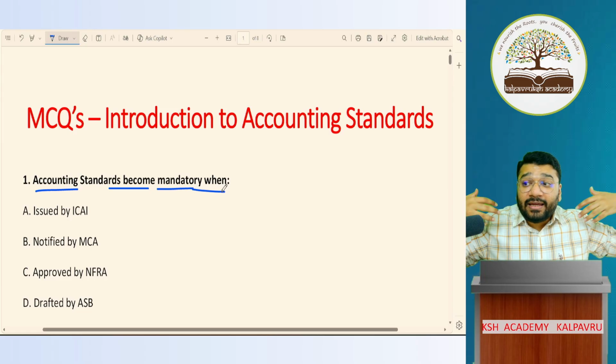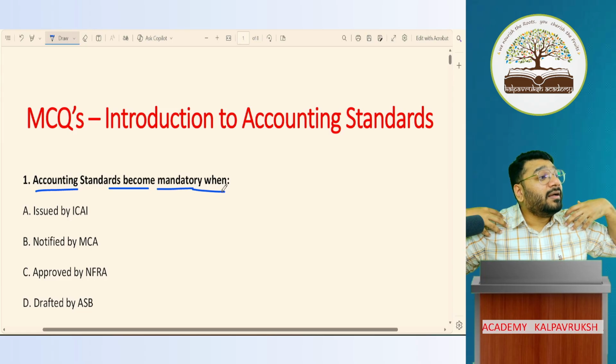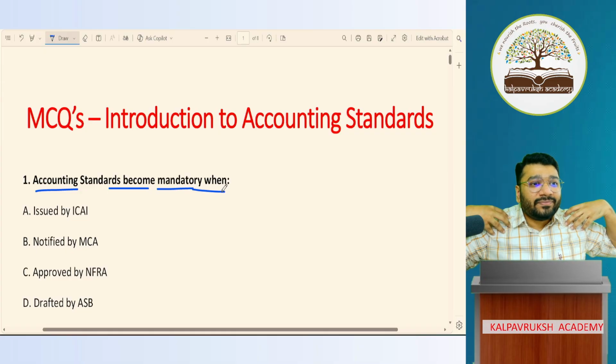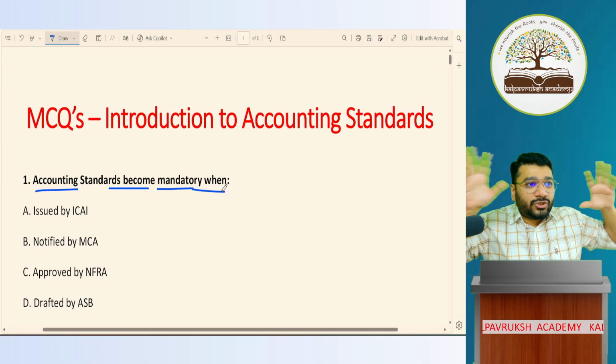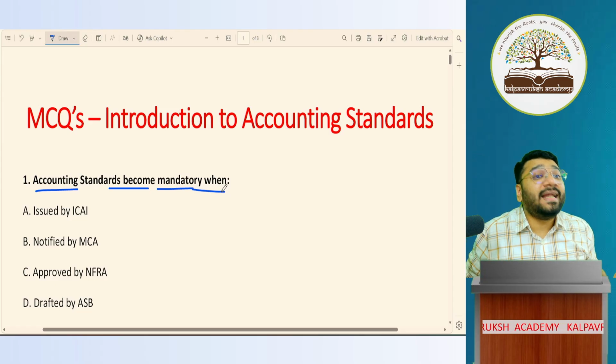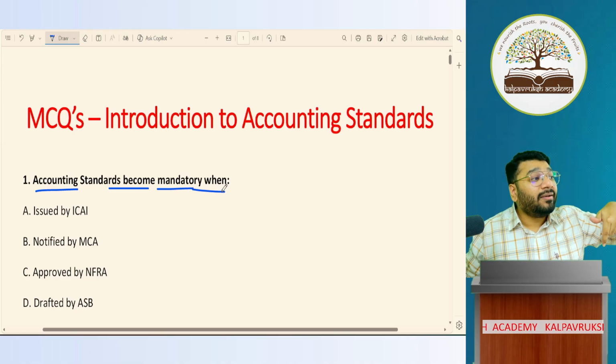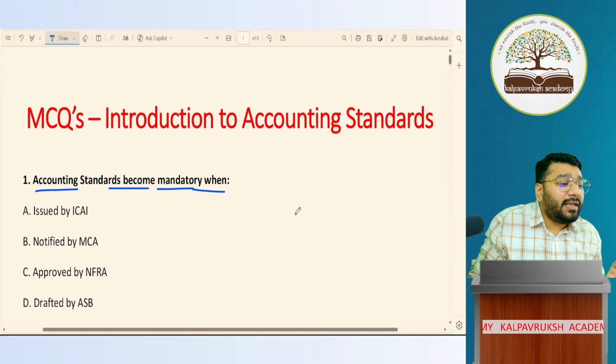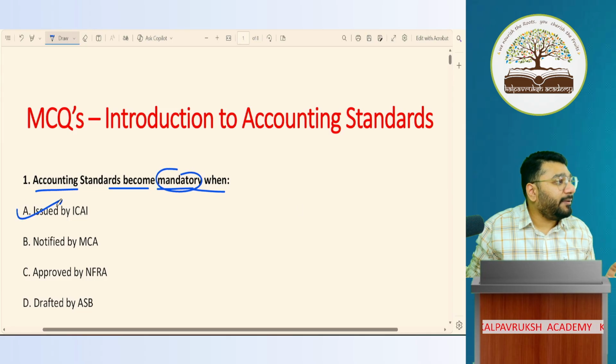Why? Because ICAI is not the regulatory body. It is not the legislative body. So whatever law they frame, it is not binding on the business entities or non-corporates. It is binding on members only, not on outside people. So here, accounting standard does not become mandatory when issued by ICAI.